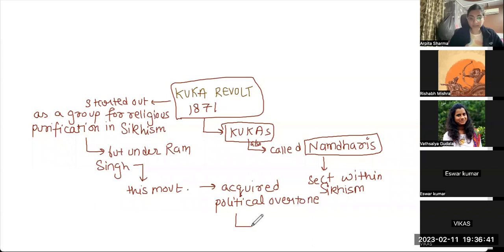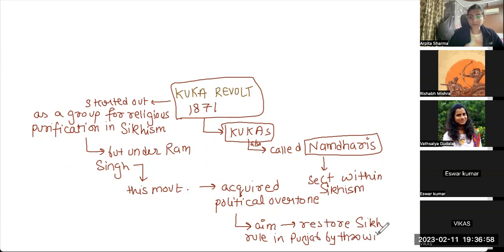this Kuka movement acquired a political overtone. ठीक है, and here the new aim of this movement was to restore the Sikh rule in Punjab by throwing out the Britishers from Punjab. पॉइंट क्लियर हो गया यहाँ तक?